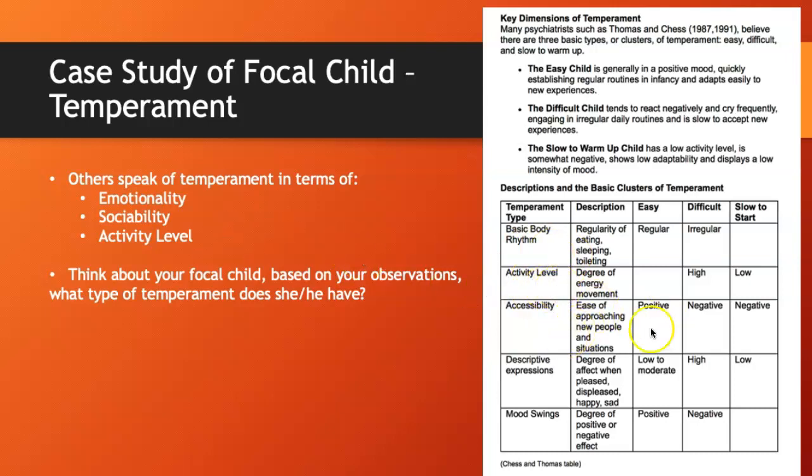this definition. So you can see if your child has a high level of activity, it might be an indicator of a difficult temperament. If the child has a low level of activity, that might be an indicator that the child has a slow to warm up temperament, and so on. So use this chart or this table to help you identify what the temperament of your child is. And then once you have done that, then you've completed sort of the task of this week, which is to identify the child's temperament and to identify some of the dispositions that the child might have based on the observations that you've done of your focal child. So I hope that helps you to complete that aspect of the case study.